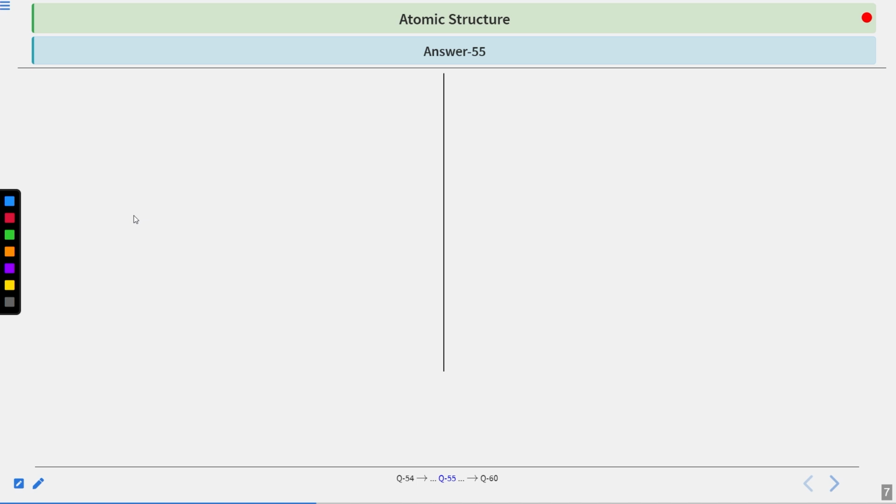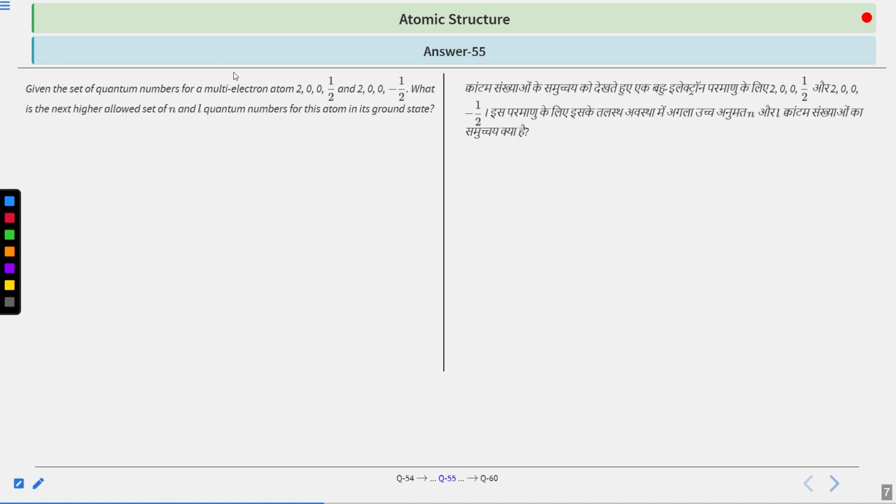First of all, what is the question? The question is saying that we are given a set of quantum numbers for a multi-electron atom. Multi-electron means more than one electron, and those sets of quantum numbers are 2, 0, 0, 1 by 2 and 2, 0, 0, minus 1 by 2. Now you have to find the next higher allowed set of n and l quantum numbers for this atom. Two states are given. Now after this, what will be the next state? You have to give the n and l value. Okay. So the answer is n is equal to 2 and l is equal to 1.